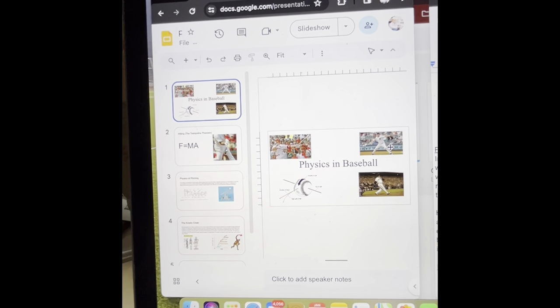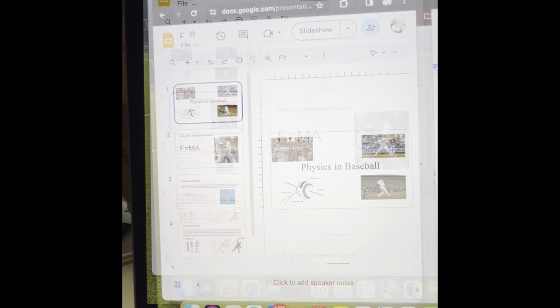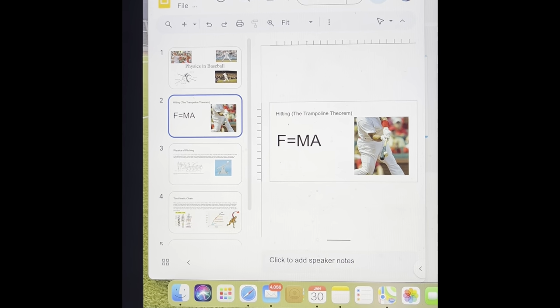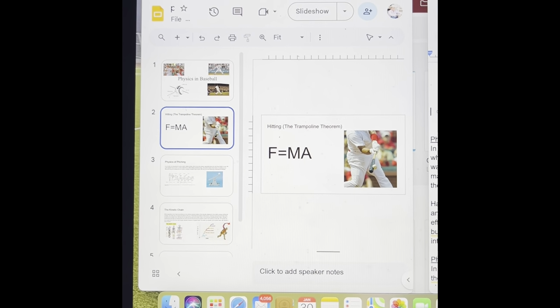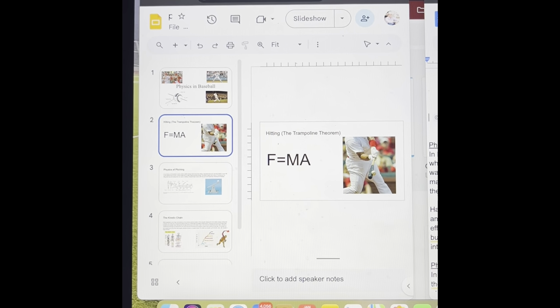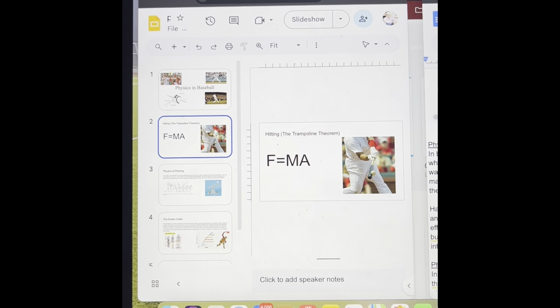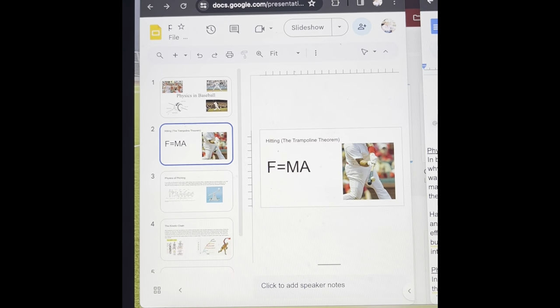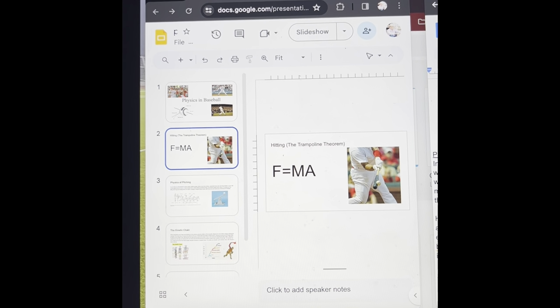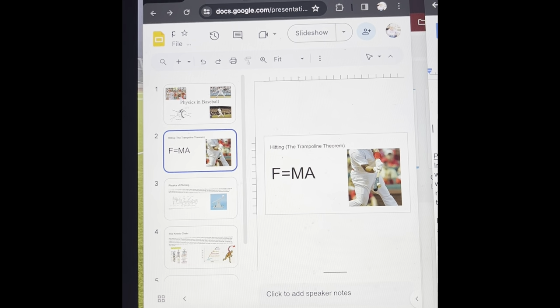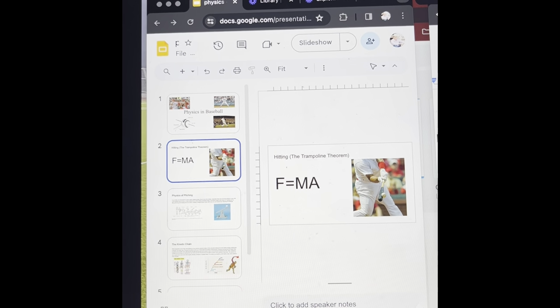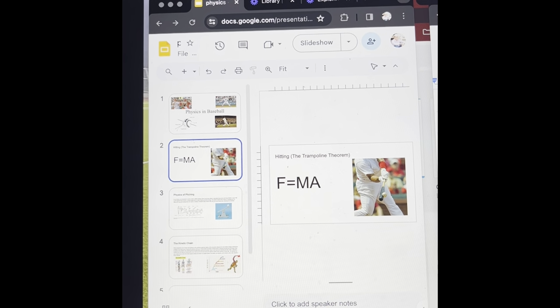For our project, we will explore the physics in baseball. In baseball, there are principles in physics that account for how balls are hit. If you wondered why balls are hit so far, we can use the formula force equals mass times acceleration. With this implemented, batters would like to choose the heaviest bat that they can swing as hard as they can to produce the maximum amount of force.